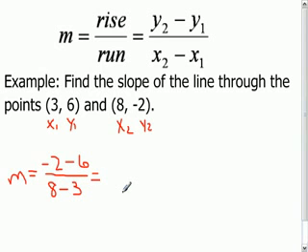And we will go ahead and simplify this. Negative 2 minus 6 is a negative 8. Over 8 minus 3, which is 5. So we have a negative 8 over 5, which is a negative 8/5.